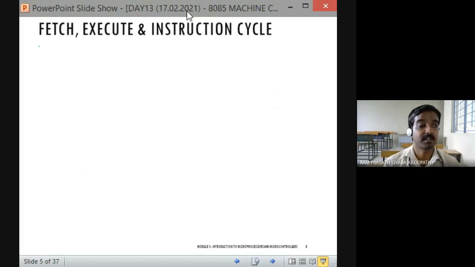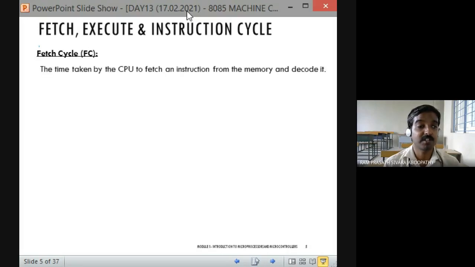Before that, we have to know a few terms. Fetch cycle. Here, for the 8085 microprocessor, it means the time taken by the CPU to fetch an instruction from the memory and decode it. Please kindly observe. Generally, in the fetch cycle itself, the microprocessor does the decoding operation. We will later see how it is done. Do you understand what a fetch cycle is?